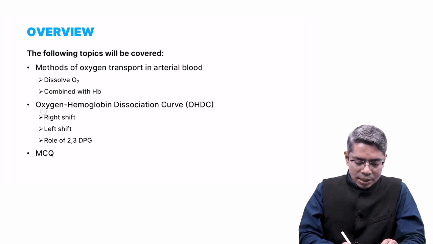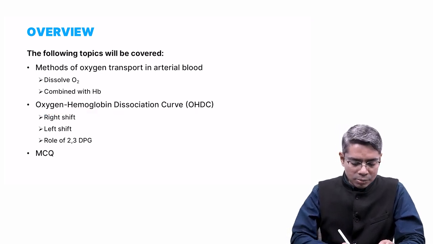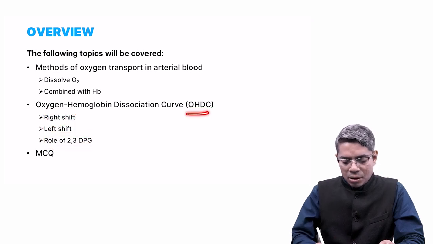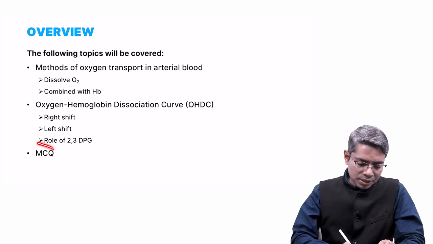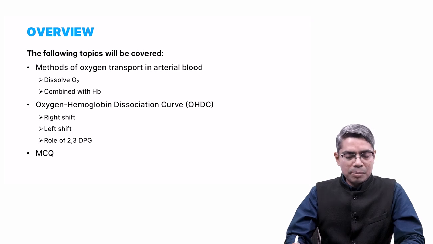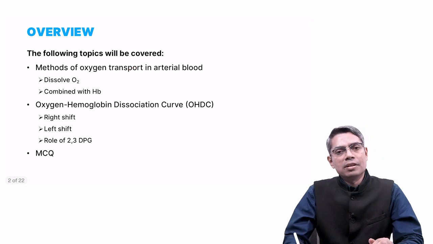And then we are going to learn another main important topic, that is the oxygen hemoglobin dissociation curve. Here we are going to learn the causes of the right shift and the causes of the left shift of this OHDC, and also the role of 2,3-DPG on OHDC. At the end of this session we are going to discuss a few MCQs. So this is our plan. Now let's start with the first topic, that is methods of oxygen transport.